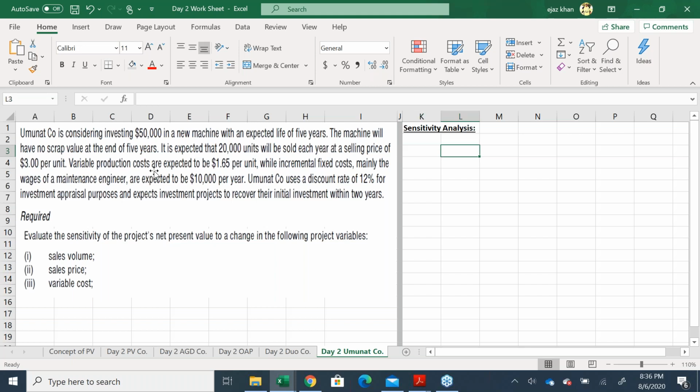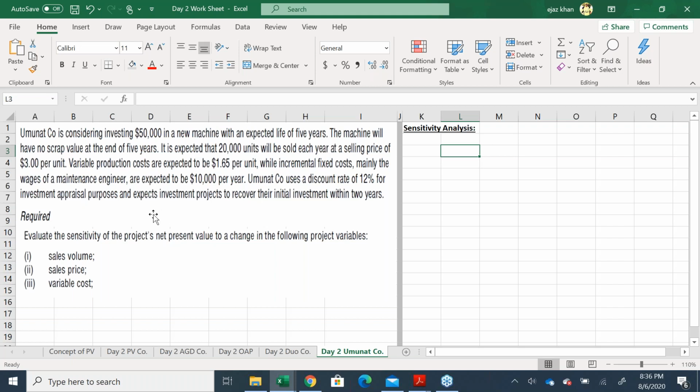So let's start. Humanart company is considering investing $50,000 in a new machine with an expected life of 5 years. The machine will have no scrap value at the end of 5 years. It is expected that 20,000 units will be sold each year at a selling price of $3 per unit. Variable production costs are expected to be $1.65 per unit, while incremental fixed costs, mainly the wages of a maintenance engineer, are expected to be $10,000 per year. And the discount rate is 12%.